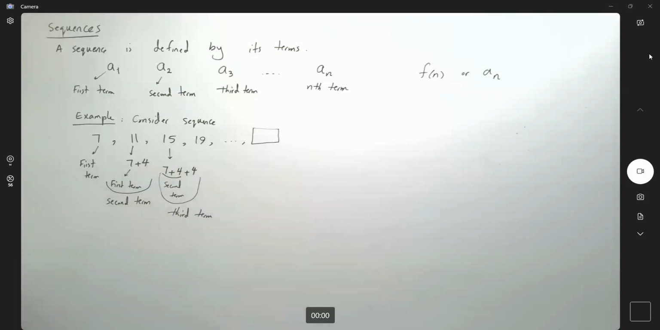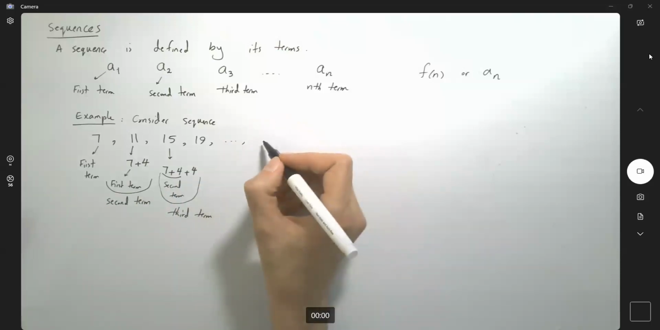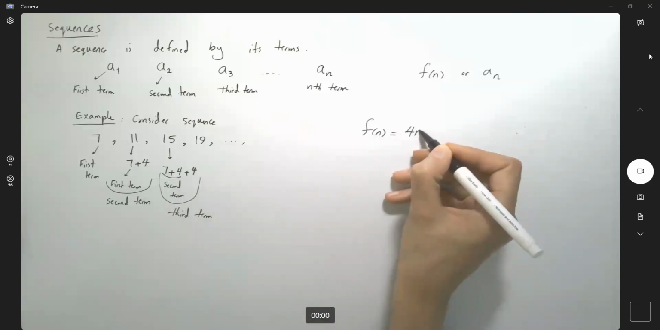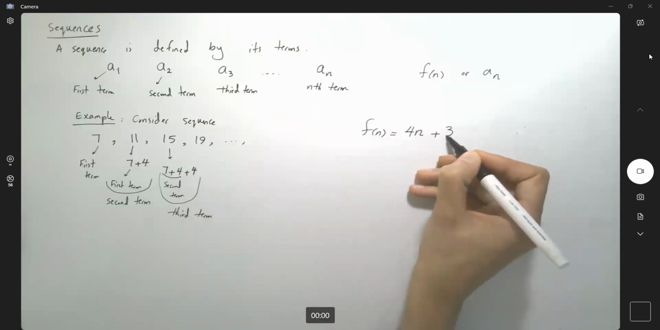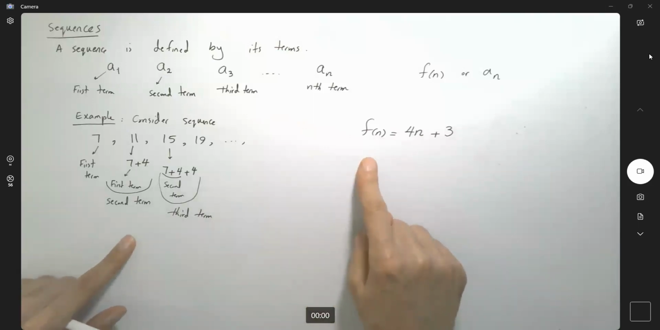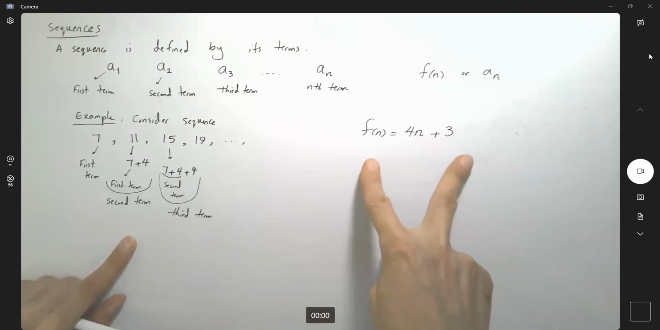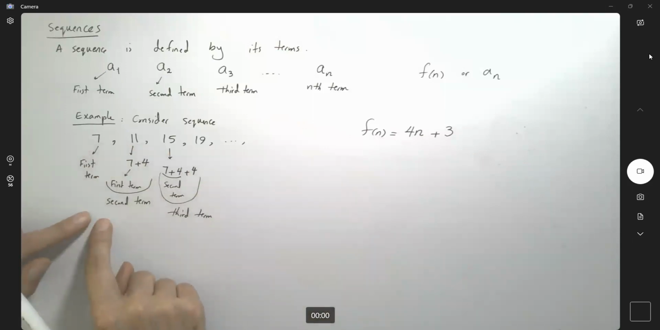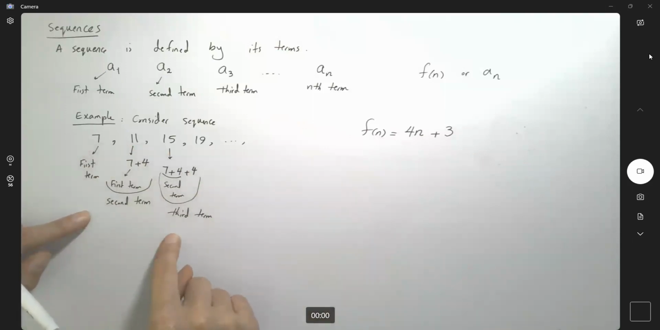Well, you might be interested in writing a general term for this sequence as well. The general term for the sequence, or f of n, is equal to 4 times n plus 3. We have two observations here. One is the formula for this sequence, and the other one is the format that you see for these terms.